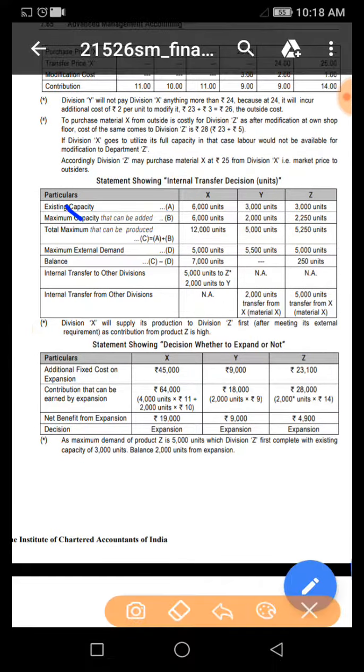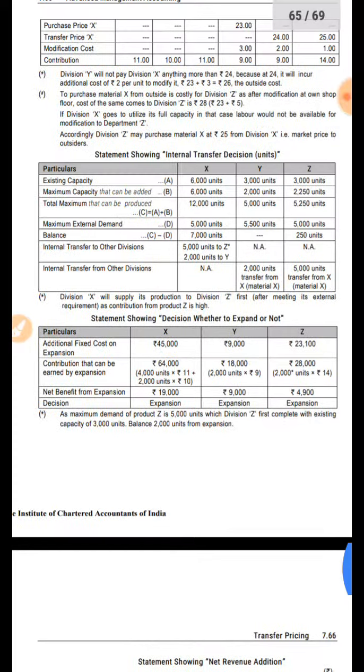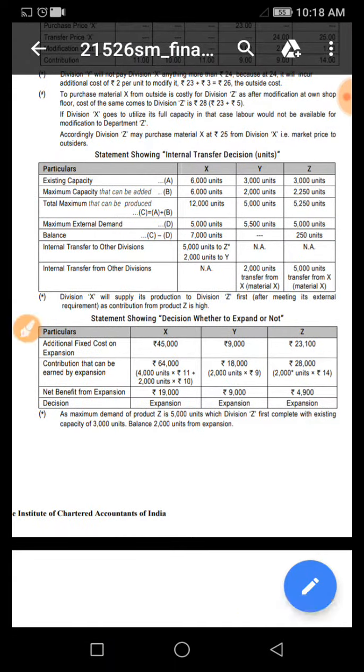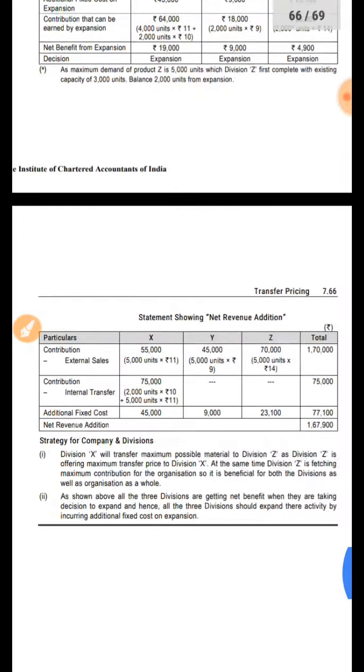This is there, no? This table, externally as well as internally. So externally how much? 5,000 units. Internally 5,000 to Z, 2,000 to Y. So externally 5,000 units into 11 from where? From this table. Externally, internally to Z, internally to Y. So that's what, externally 5,000 into 11, internally to Y 2,000 to Z 10, internally to Z 5,000 into 11. Total contribution.